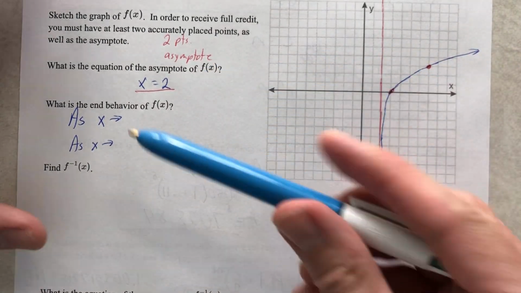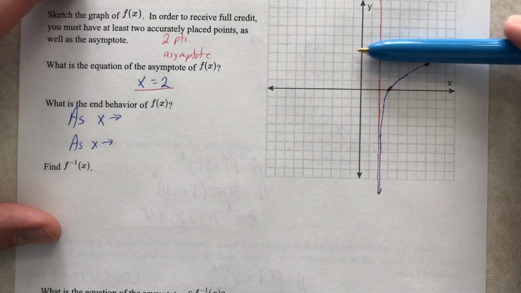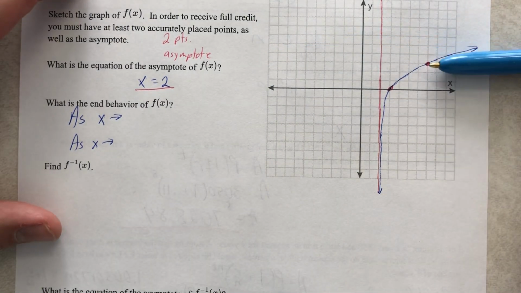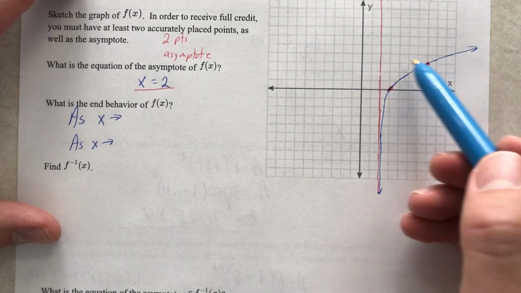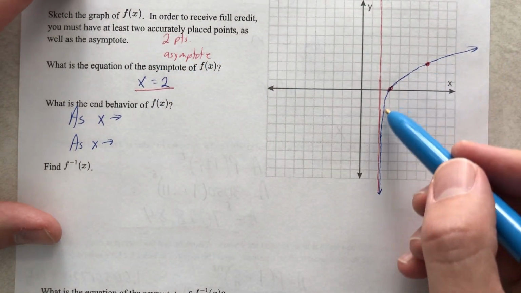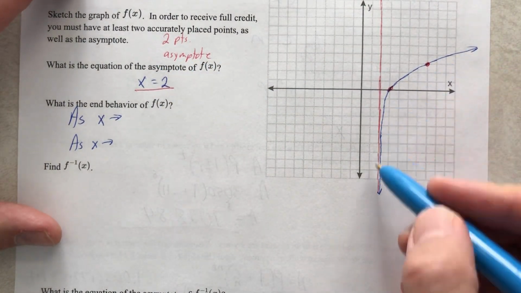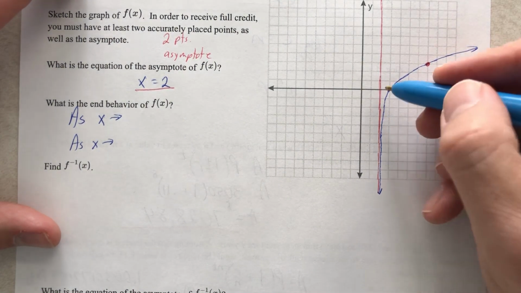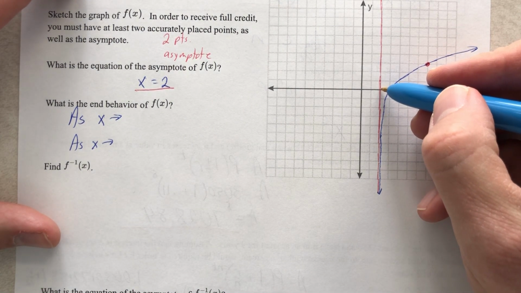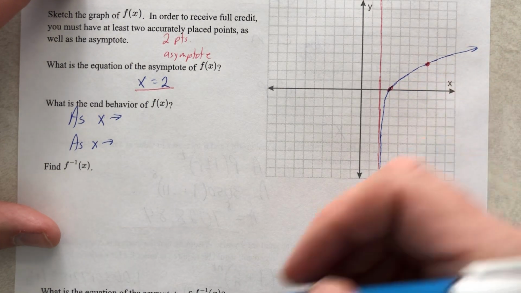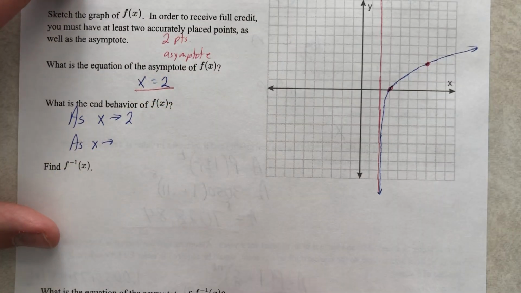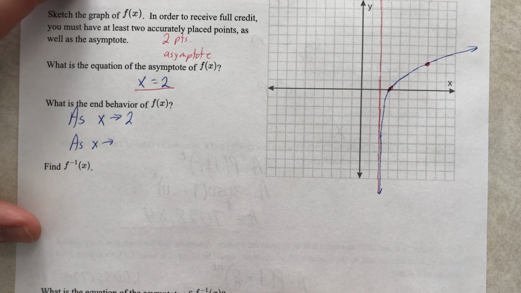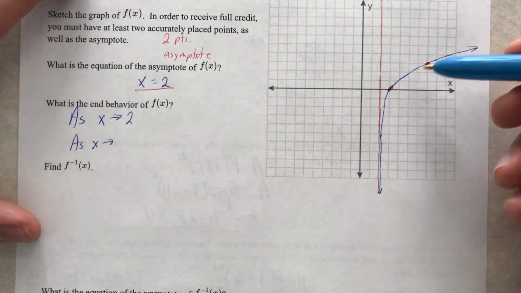Normally I would say x approaches negative infinity. Let's just keep going. Can you just draw forever in this direction? No, you can't. You're stuck. Where are you stuck? You're stuck at 2. So as x approaches just 2, you're stuck.